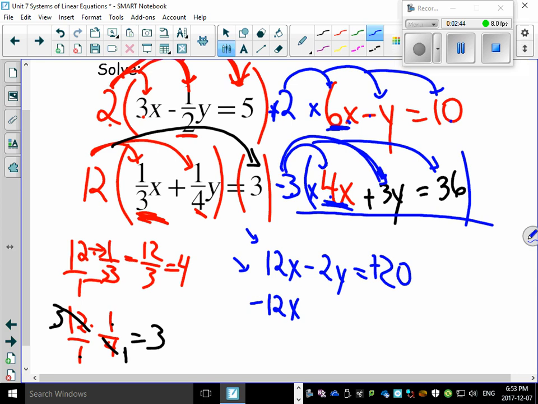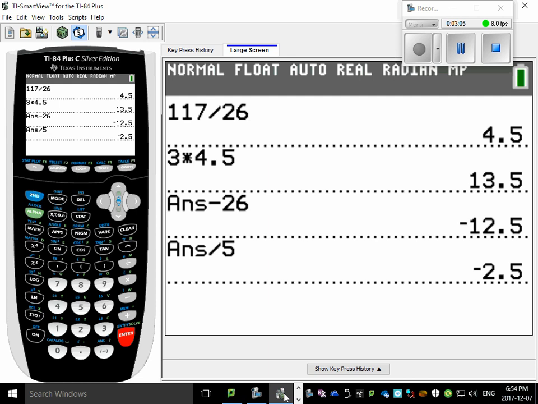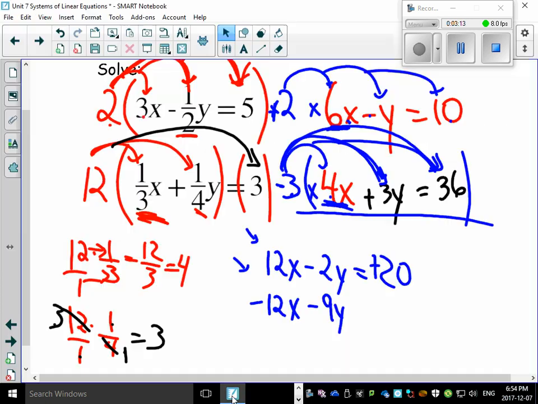Minus 3 times 3y is going to be minus 9y. And now minus 3 times minus 36. Oh my goodness, that's going to give you about, I think, 108 or 118. I don't know. Let's bring up the calculator. I'm getting tired and lazy at this point. Minus 3 times 36. And yeah, I was right. Minus 108. There it is. This equals minus 108 right down there.